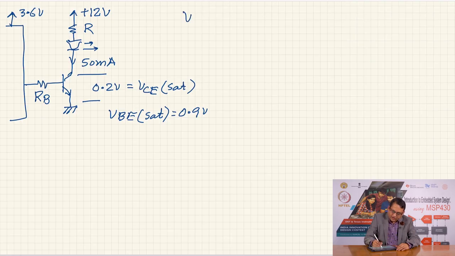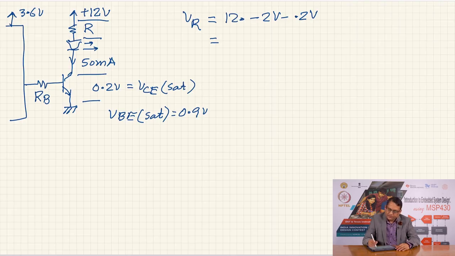So, therefore, VR, the voltage across this resistor, is equal to 12 volts minus the voltage drop across the LED. Of course, at 50 milliampere the voltage drop across the LED will also increase. So, let us say that it will climb up to 2 volts. So, I am going to do 12 minus 2, 10, 10 minus 0.2, this is 9.8 volts. So, the voltage across the resistor has increased to a much larger value of 9.8.